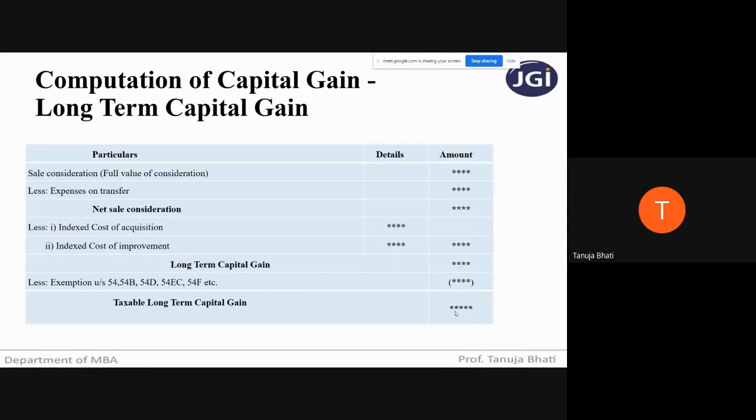Next, you have a computation of long-term capital gain, where you will be seeing this is a format for computation of long-term capital gain. That is, everything remains the same, but for long-term capital gain, you're going to take index cost of acquisition and index cost of improvement. And then again exemptions, that is deductions, you have to minus from long-term capital gain in order to get taxable long-term capital gain. So before solving any problem, if you all keep the format in your mind, it will be very easy for you all to solve the problems.